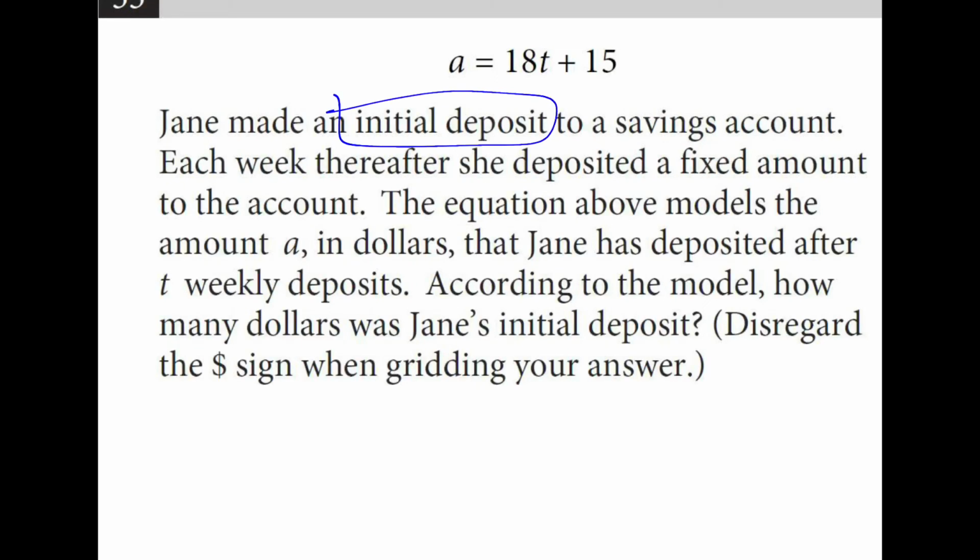We made an initial deposit, which is this much, and then every week we deposited a fixed amount, which is this much, because the every week amount is the slope and the one-time deposit is the intercept. So 15 is the initial deposit.